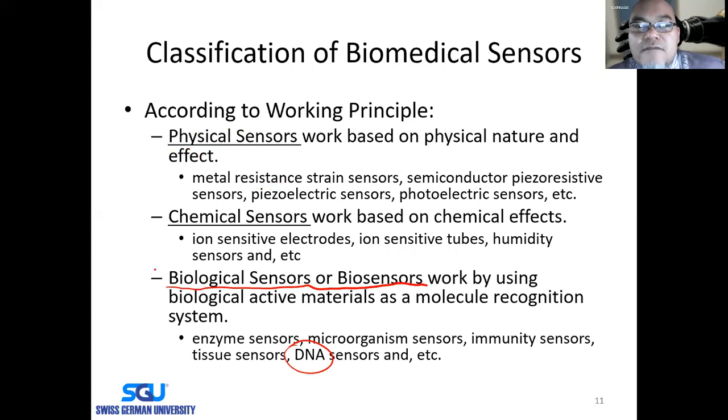So we can classify biomedical sensors based on these three, based on what phenomena they are capturing. Is it of physical nature, like pressure, temperature, stress, strain, acceleration, or radiation? These are all physical phenomena, then we call them physical biomedical sensors. If it is chemical composition, chemical compound, chemical energy, then they are chemical sensors. If what we want to measure is biological compound, biological structure within our body, then biosensors or biological sensors.